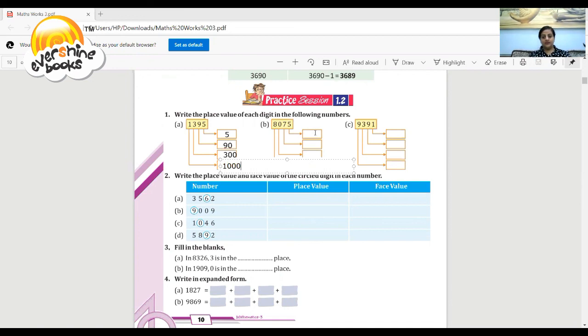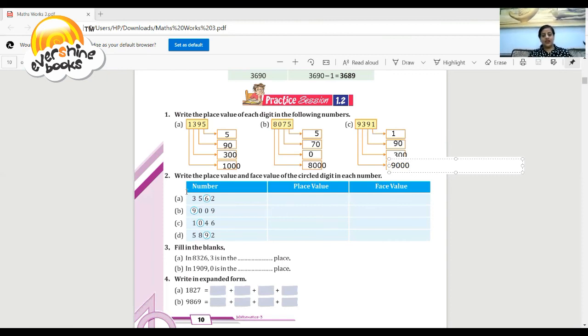Next is 5 at ones place, 70 at tens place, 0 at 100 place. And this is 8. 8,000. 3 zeros will come here. Next is 1 at ones place, 90 at tens place, 3 at 100 place, then 9 at thousand place. So 9,000. This is the answer.